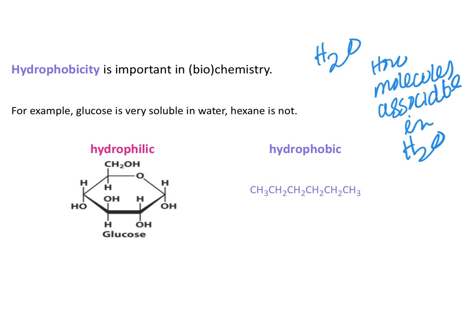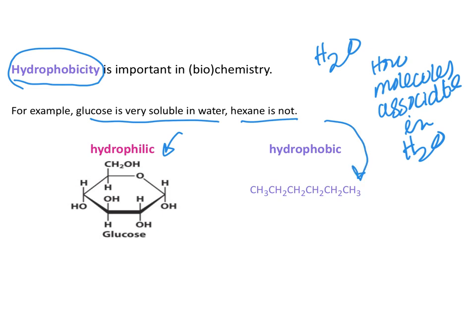And so the interaction of molecules and water pretty much describes how your cells form, how your proteins fold, how drugs interact in your body. It's just crucial. And in general, we call this concept hydrophobicity. For example, glucose is very soluble in water. This is glucose. And hexane is not. We would say glucose is hydrophilic. It's a vocab word. And hexane is hydrophobic.